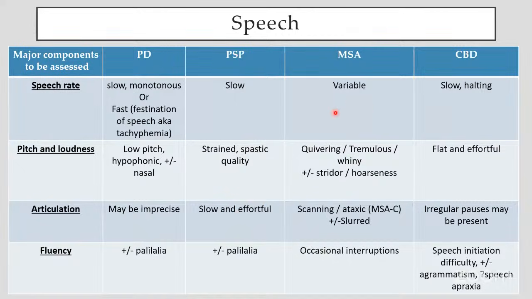And in MSA, the speech rate is variable, and this is mainly associated with stridor or hoarseness. If it is the MSA-C type, the cerebellar component will be there, so they may have scanning or ataxic, slurred speech. And in fluency, there will be occasional interruptions. In CBD or CBGD, they'll have slow, halting speech, flat, effortful, with irregular pauses. They may have speech initiation difficulty or agrammatism, so it's called apraxia of speech, which is seen commonly in CBD.